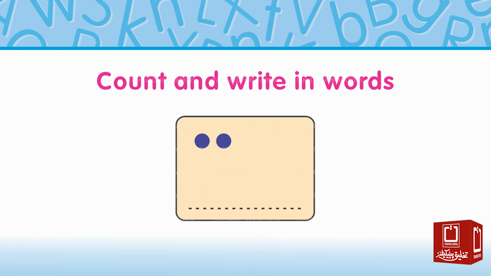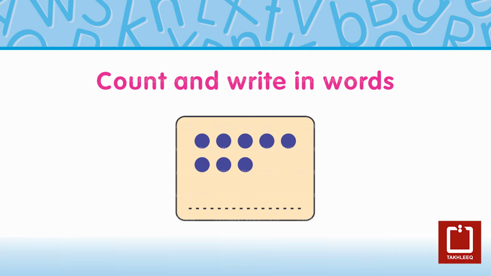1, 2, 3, 4, 5, 6, 7, 8, 9, 10. Here are 10 dots. The spellings of 10 are T, E, N. 10. So we write here T, E, N.